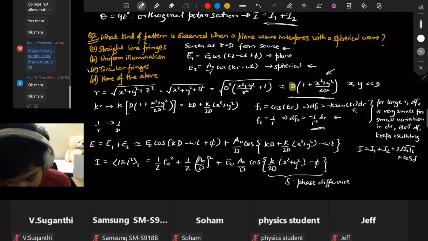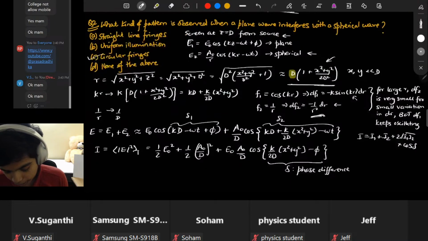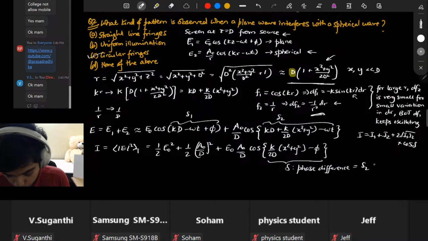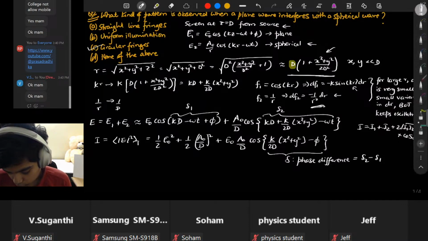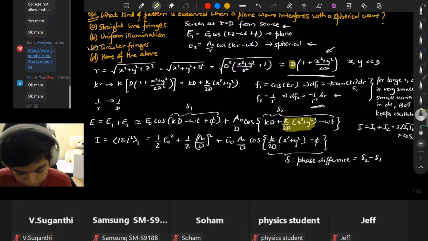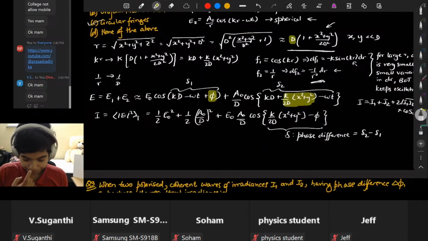Let us call this delta 2 and let us call this delta 1. So delta is nothing but delta 2 minus delta 1. If you do this delta 2 minus delta 1, you see that kd minus omega t cancels out from both the sides, and what you are essentially left with is this term and phi with a negative sign. That is how you get this.